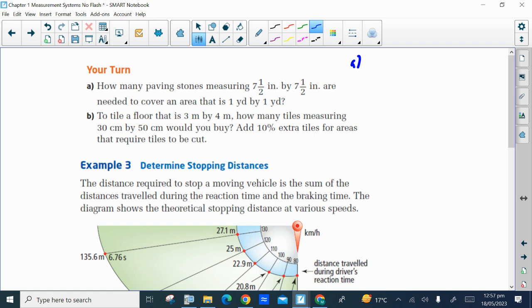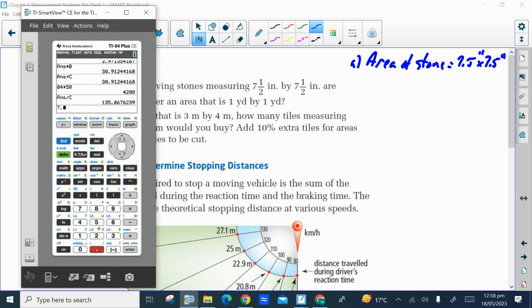So 7.5 by 7.5 inches. So the area of a stone would be 7.5 inches by 7.5 inches. So we can multiply those together and get 56.25 square inches.